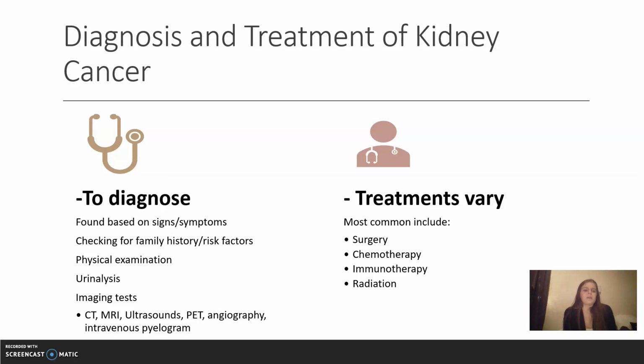Depending on the severity of the cancer, the type of cancer, where it is, and risk factors, the treatments will vary. Most common include chemo, immunotherapy, radiation, and surgery. And a lot of times people will combine these treatments in order to optimize their chances of survival.